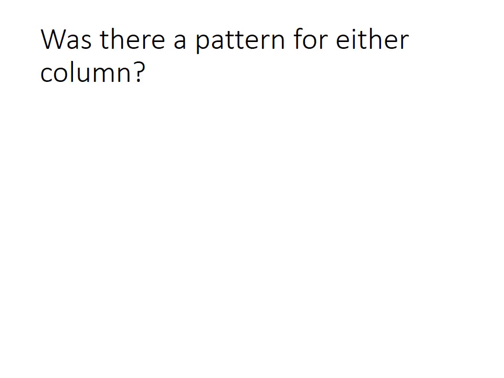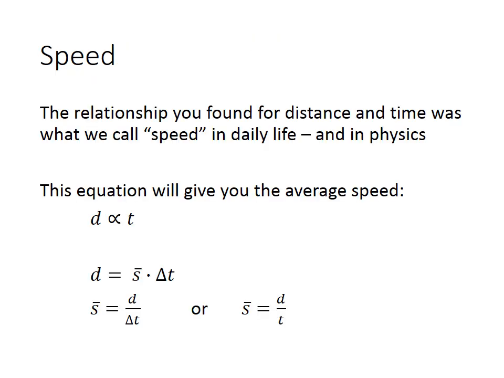Now, I realize not everyone finished this, and I'm sorry I had to interrupt some of the classes, but we really had to get through the next bit, which was the important part. Most classes at least noticed that distance increased roughly linearly with time, whether or not there was an initial offset, because we made some assumptions about where the 0 point was. That relationship is for distance and time, and it's what we call speed in daily life. And it is in physics too, as long as we're talking about our physics definition of the word distance.